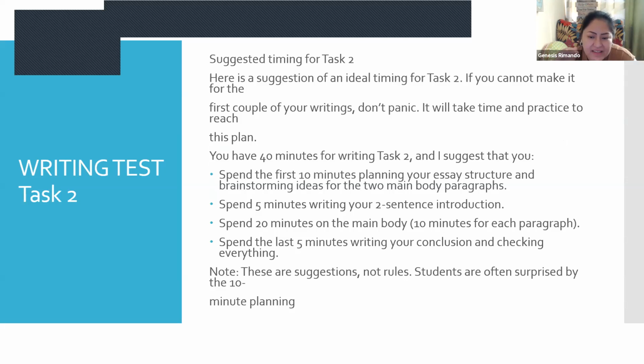So typically, this is the suggestion on how you will divide your time when you're writing the essay. So say you have 40 minutes to do task 2. The suggestion is spend your first 10 minutes planning your essay structure and brainstorming the ideas for the 2 main body paragraphs. Then you spend 5 minutes writing your 2-sentence introduction. So that would be the first paragraph. Then spend 20 minutes on the main body. So the main body of your essay would be 2 paragraphs at least. So it's 10 minutes for each paragraph. Then spend the last 5 minutes writing your conclusion. Sometimes the conclusion is just a paraphrase of your introduction.